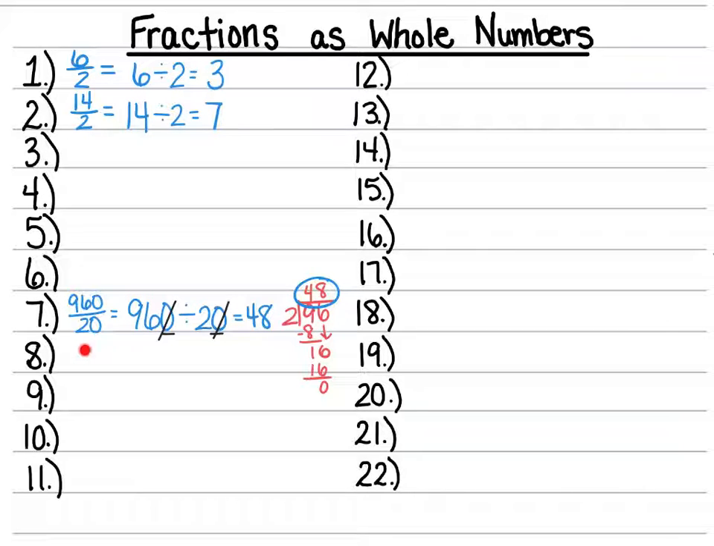10 fifths. Number 9. 15 fifths. Number 10. 35 fifths. Number 11. 85 fifths. Number 12. 150ths. That's how you do 50ths.